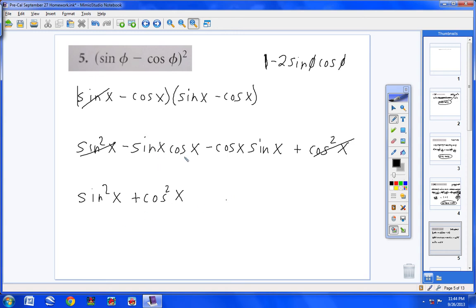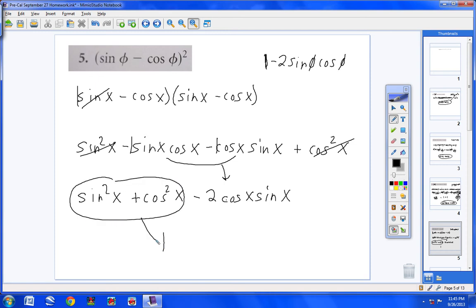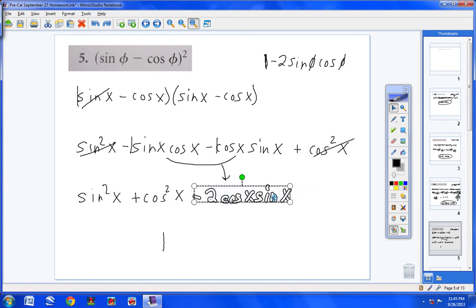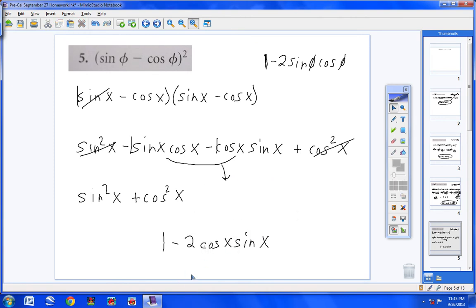Now we have a sine x, a sine cosine, and a sine cosine. They're like terms, a negative 1 and a negative 1. So combine those and you get a negative 2 cosine x sine x. Okay. Combine those two and you'll get this. Now sine squared plus cosine squared is 1. So this whole thing here became a 1. And then bring this expression down right here. Just bring that down right there, and you have the correct answer.